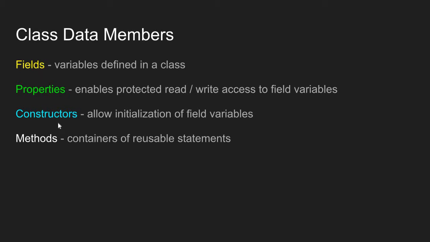Constructors are special data members that allow the initialization of field variables. Constructors are methods that are usually used one time when a class is beginning its use. When a class is just kicking off, constructor methods can be used to initialize the other data members of a class. And then finally, methods.